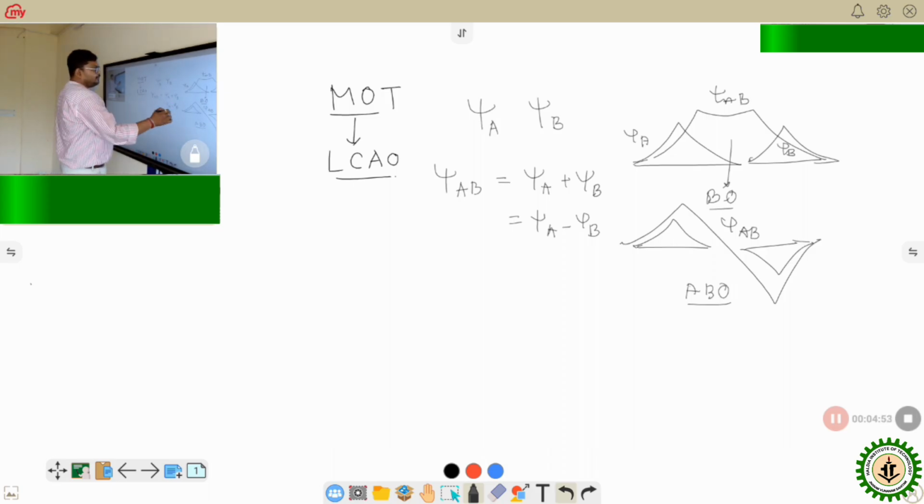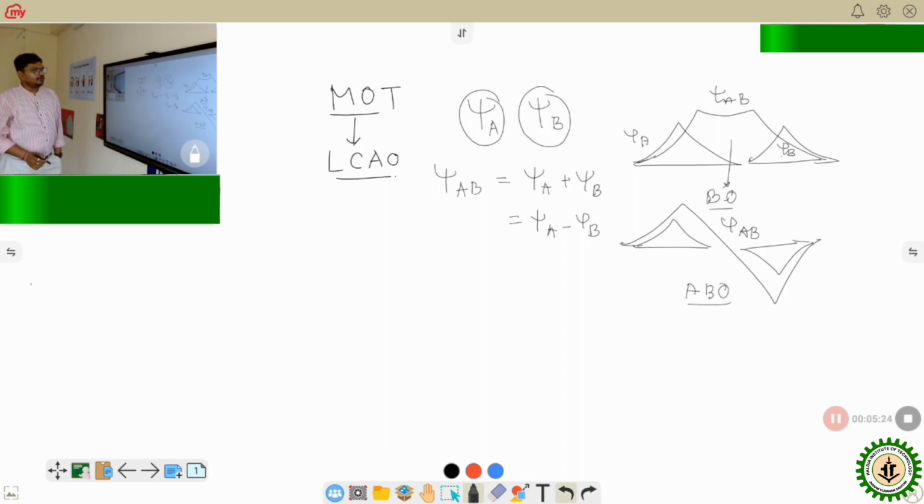So, if you look at these two diagrams, we can see that in the bonding molecular orbital, the resultant orbital has lower energy than the individual atomic orbitals. Whereas in the antibonding orbital, the resulting molecular orbital is higher in energy than the individual atomic orbitals. So now it is clear that if I have two atomic orbitals, psi A and psi B, then we should have two types of molecular orbitals. One is bonding and the other is antibonding.